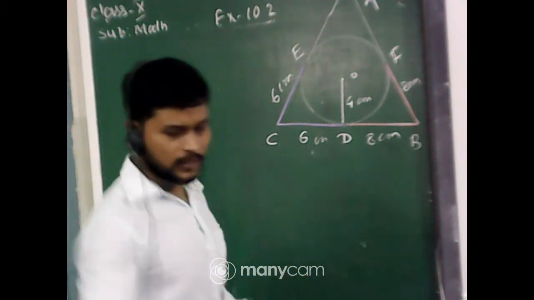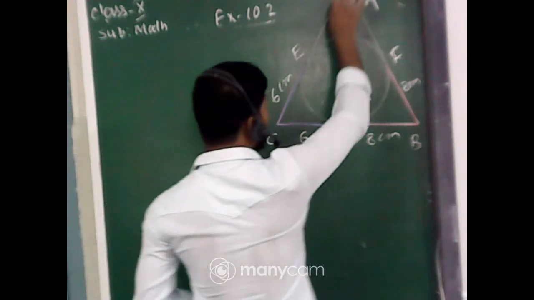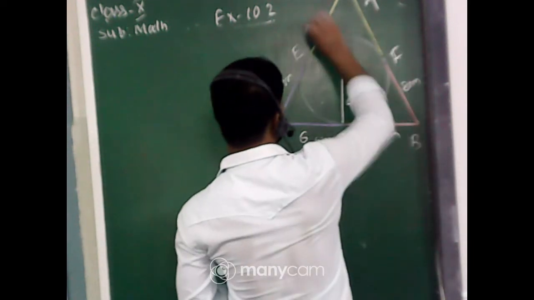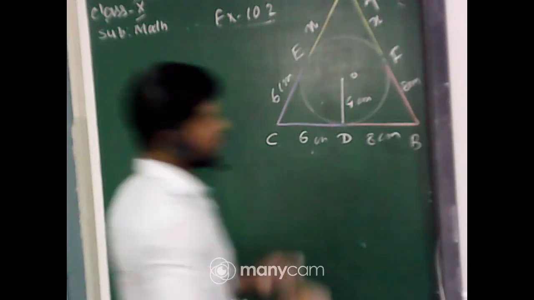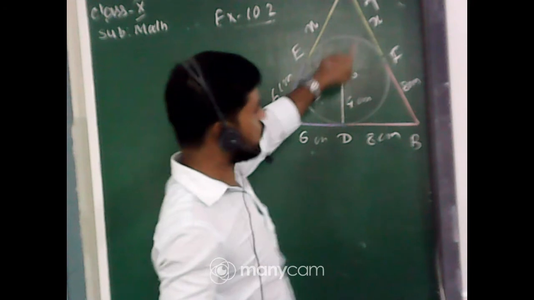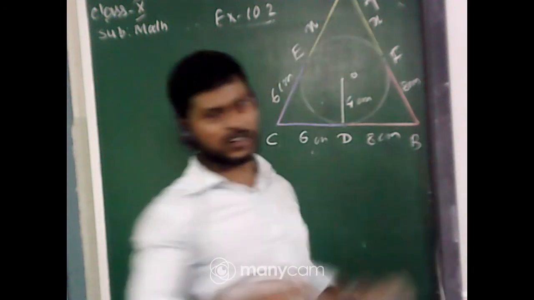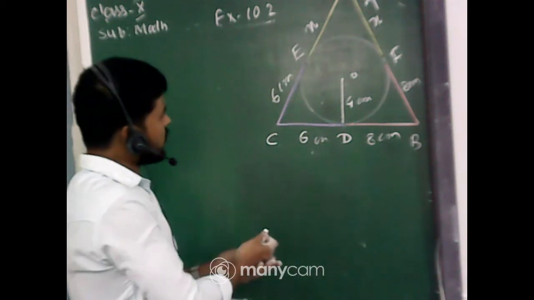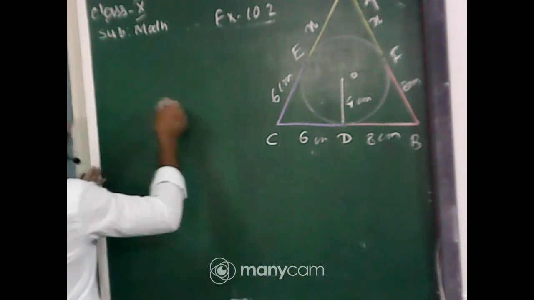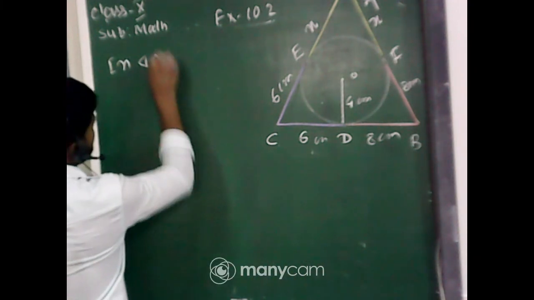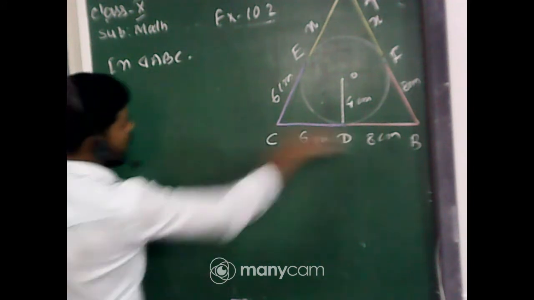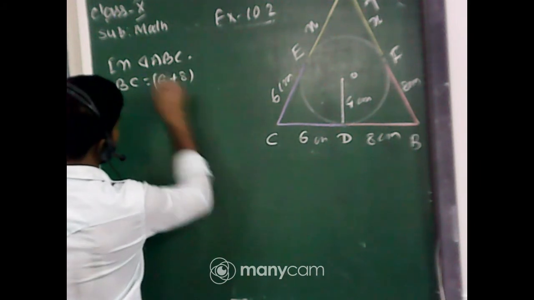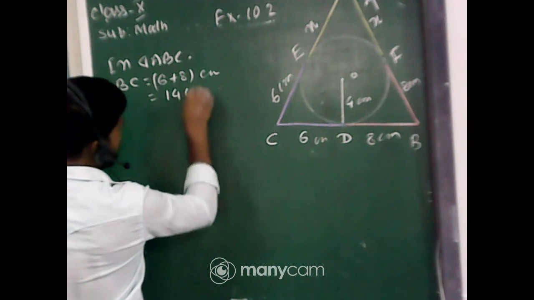Clear? Now we are considering that the length of AE and the length of AF are x centimeter. This is also x centimeter, because these are the tangents drawn from a point A which is outside the circle. So the lengths of the tangents must be equal to each other. Clear? Now let's find out all the sides of the triangle. So in the triangle ABC, what is the length of BC? That is equal to 6 plus 8, that is equal to 14 centimeter.